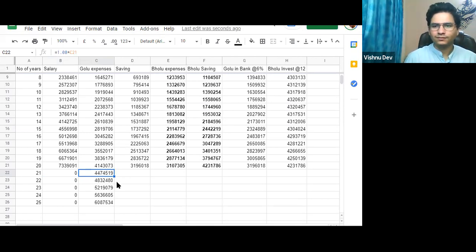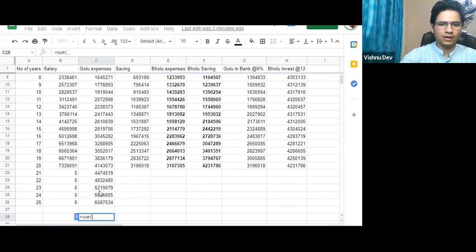Okay. Now think about it. Suppose you add these 5 years, the expense of these 5 years. Tell me, what do you think? What would be the expense of these 5 years? Can you imagine the expense of these 5 years only? So let me calculate the expense of these 5 years. Sum. Now this will start from here to here, right?